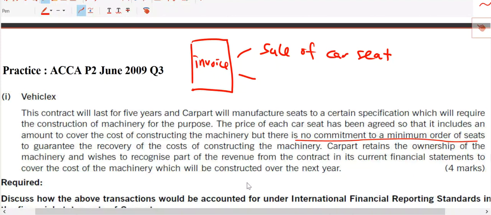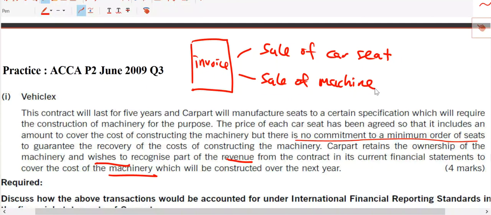The question highlighted that the company wishes to recognize revenue to cover the cost of making the machine. So that means they also want to put a sale of machine. Okay, they are not talking about timing here. If you read the question again, it's not talking about timing, that they would like to recognize the car seat at one point or a little bit every month. No, they're not talking about that.